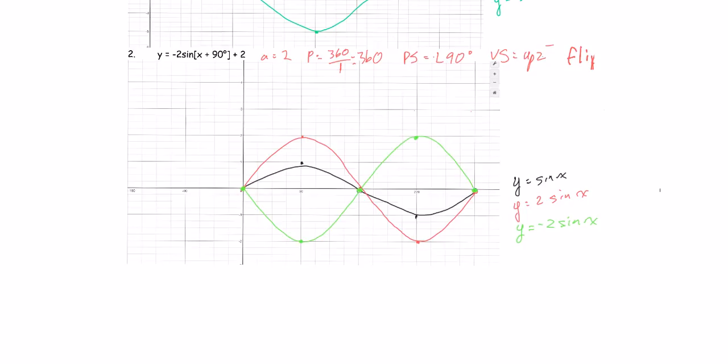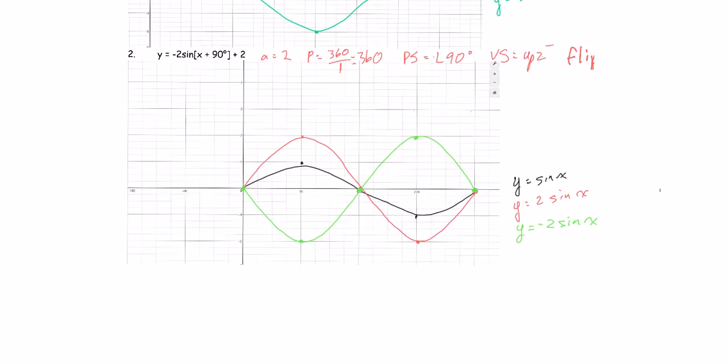Now, we've identified the basic graph, the vertical stretch. There's no horizontal stretch. There is a flip by changing the 2 to a negative 2. And then next, we have to take a look at our moving left, right, and up and down. Our left and right is going to be identified by our phase shift. And we're saying that we're moving everything to the right, nope, to the left, 90.